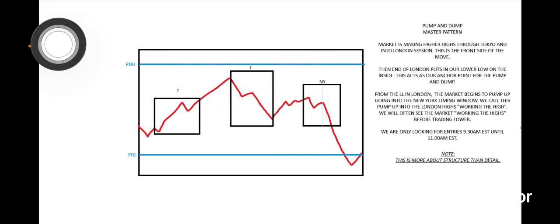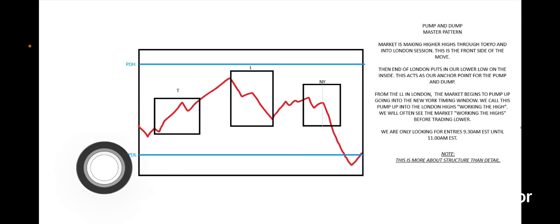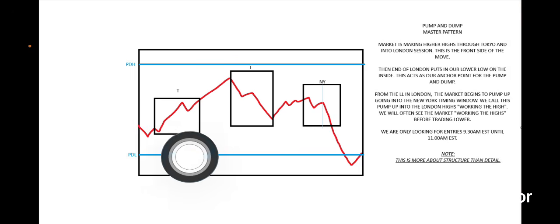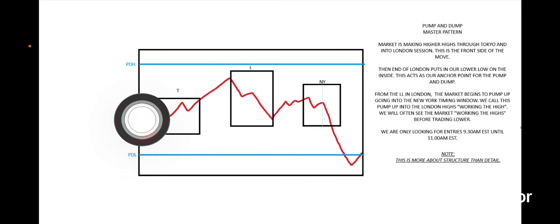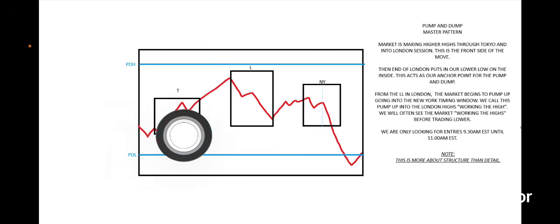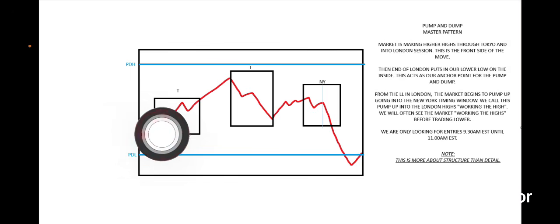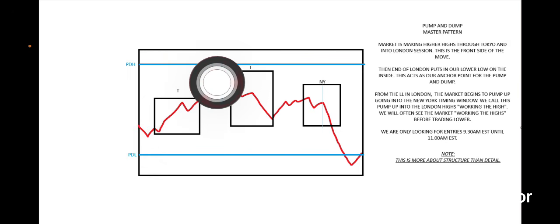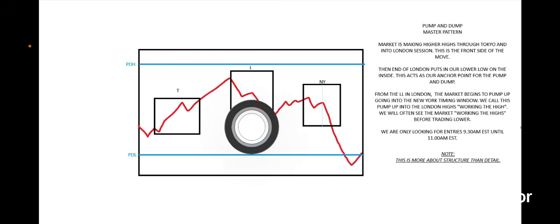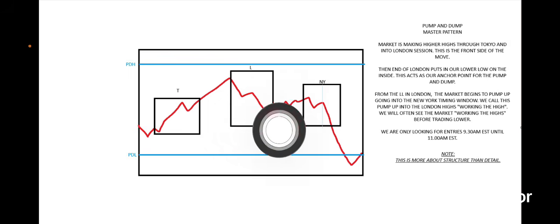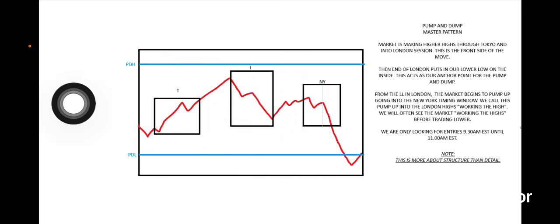Let's say that yesterday the market put in a lower low. Okay, that's why the previous day's low is down here. There's a lower low, pull back, close. Then this market puts in a low going into Tokyo to trade higher into London. Okay, London trades back into the previous day's high before failing, going lower and putting in our lower low on the inside right at the end of that London timing window.